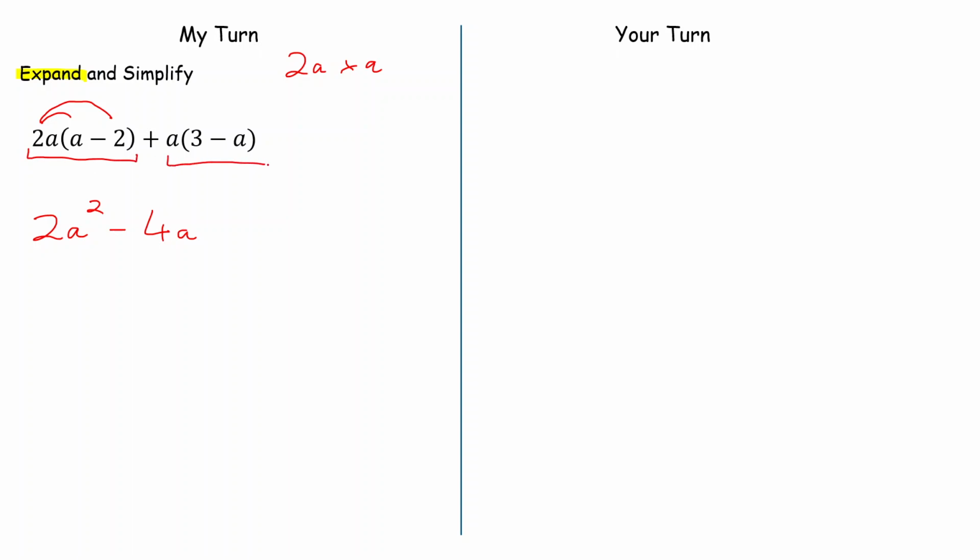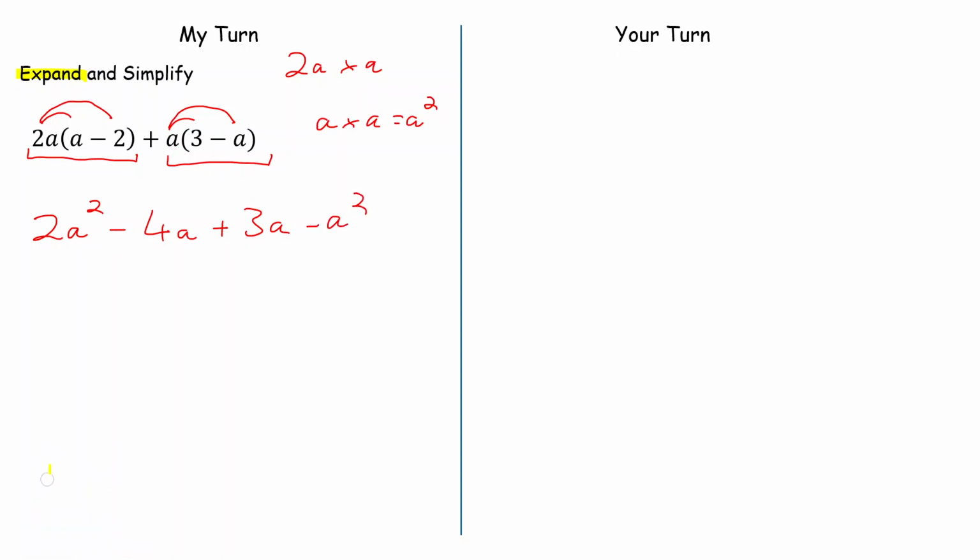The second bracket, we've got a times 3, and it's plus a, so it's going to give you positive 3a. And you've got a plus a times by a negative a. Well, if it was a times a, we know that would give you a squared, but you've got a negative sign there, okay, so negative a squared.